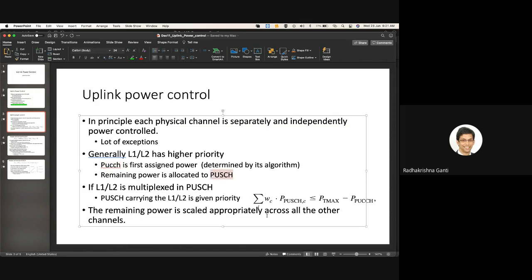So what this says is the amount of power, forget about the summation, this is across multiple carriers. The power you allocate to PUSCH is upper bounded by the maximum power minus the power that's allocated to PUCCH. The remaining power is scaled across all the other channels. So effectively, different channels have different power allocation strategies. There's a priority across different channels, and you assign powers based on some priorities.